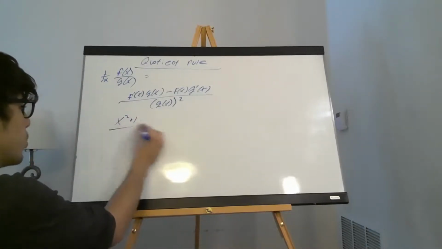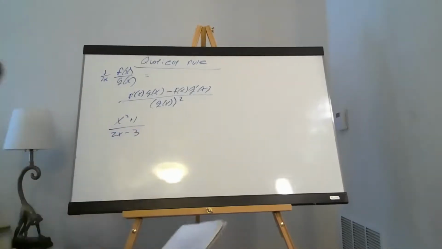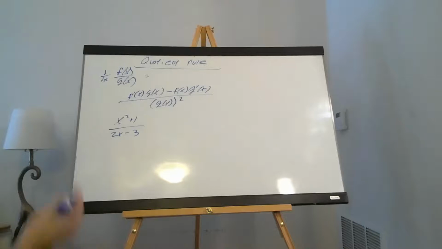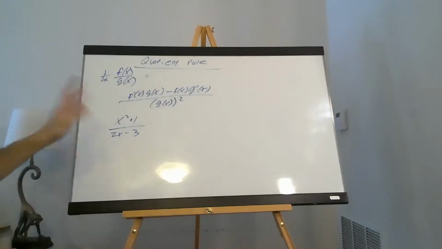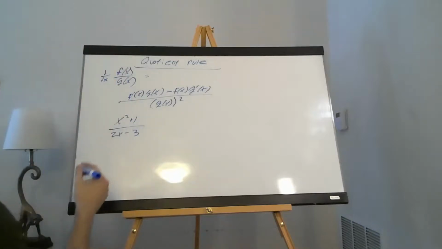x squared plus 1 over 2x minus 3. Yeah, the reason I was hesitant to do this one was because it looks almost identical to the problem we just solved, just with division, because I did 2x plus 3x squared on that last problem.